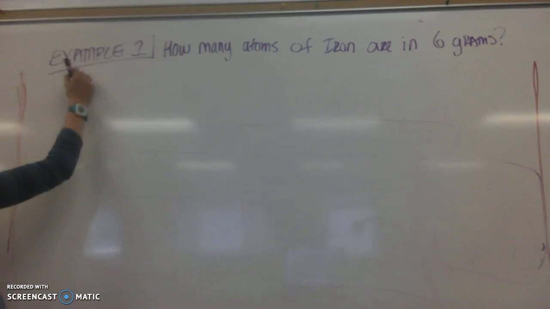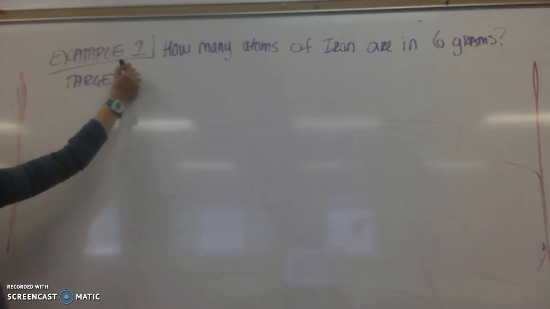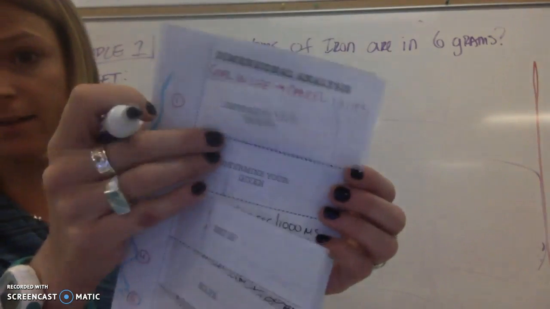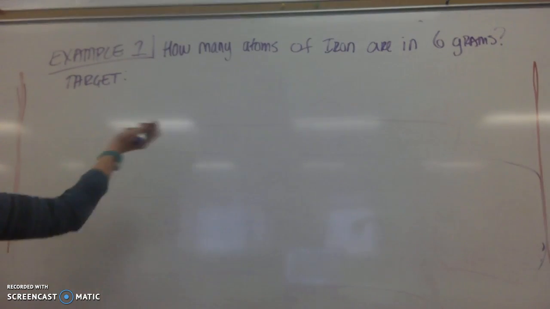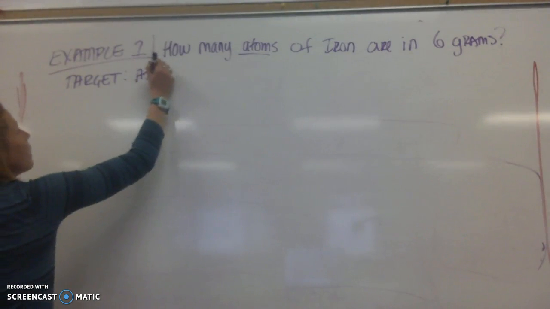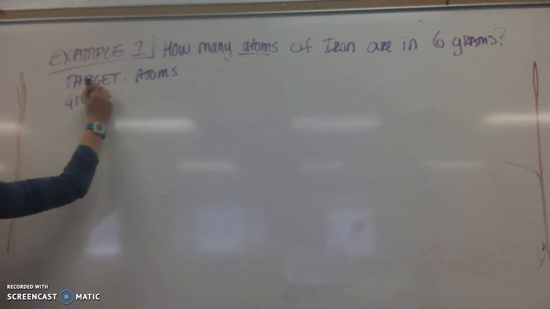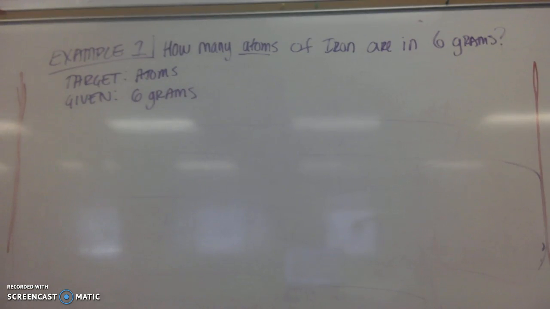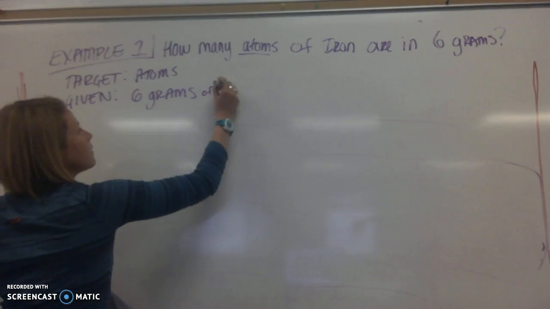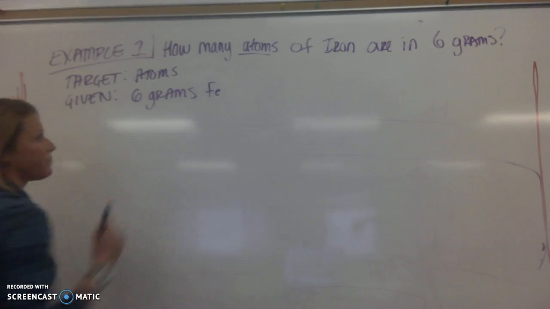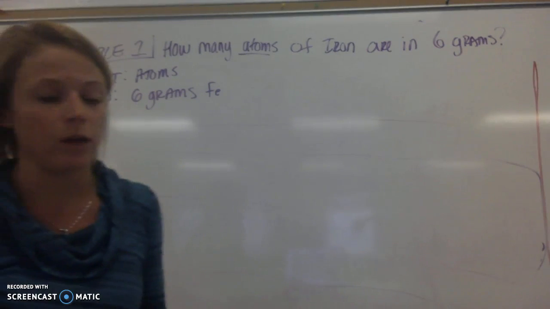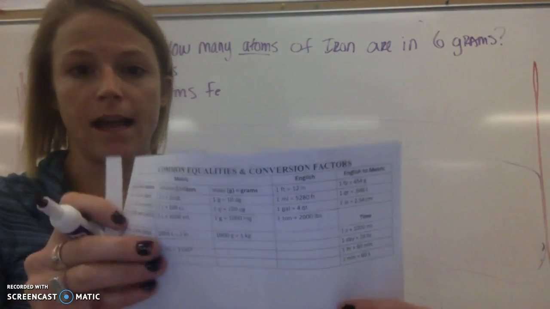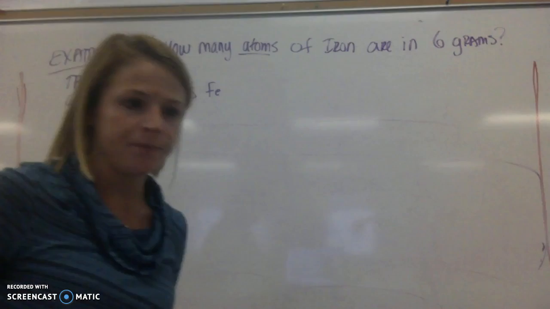Okay. Our target. Step 1 on our foldable is to determine your target. Our target is atoms, because that's what we're wondering. That's what we want to get to eventually. Our given is 6 grams of iron, so 6 grams Fe. We also have some other givens that we can use that we added to the back of our dimensional analysis last Friday.